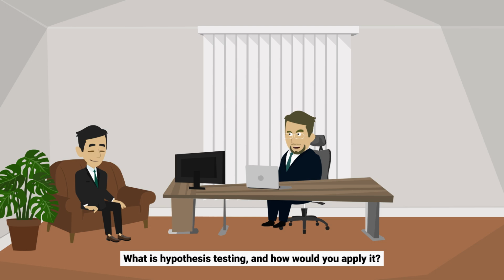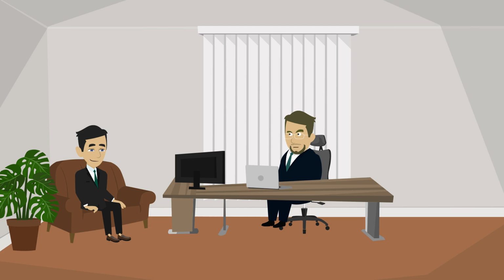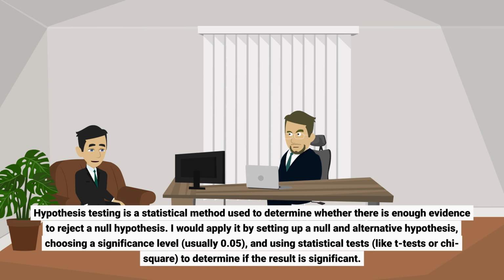What is hypothesis testing, and how would you apply it? Hypothesis testing is a statistical method used to determine whether there is enough evidence to reject a null hypothesis. I would apply it by setting up a null and alternative hypothesis, choosing a significance level, usually 0.05, and using statistical tests, like t-tests or chi-square, to determine if the result is significant.